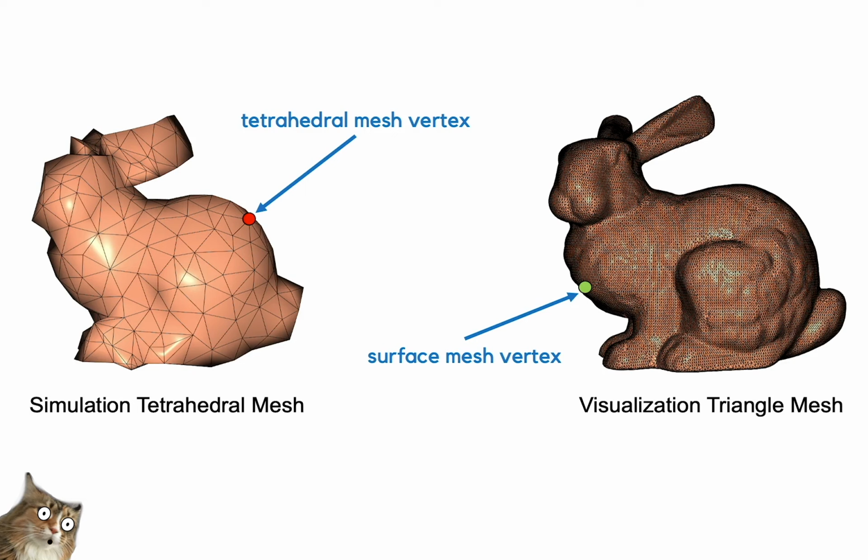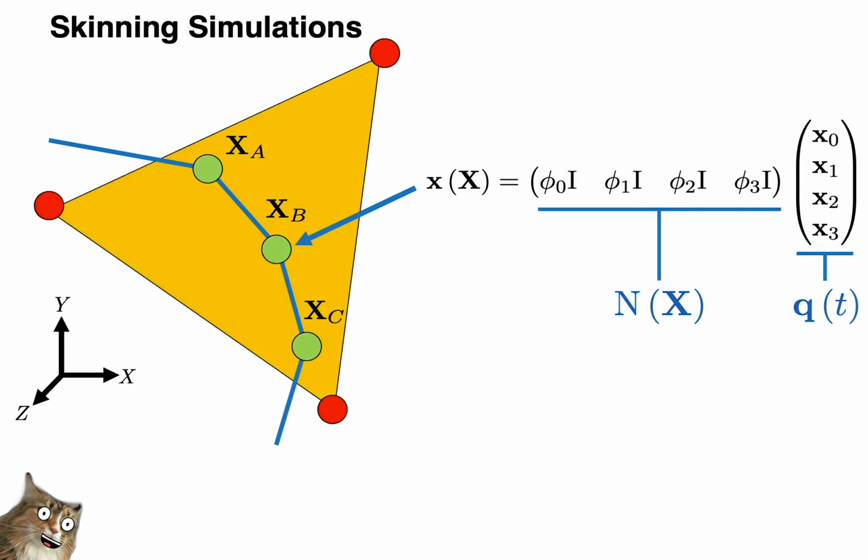Let's zoom in on a single simulation tetrahedron to see how this works. Now, it's going to be easier to diagram this out in 2 dimensions, but never lose sight of the fact that our yellow triangle here is really standing in for a tetrahedron. It has 4 vertex positions, and we can express the world space position of every point inside the tetrahedron using our shape functions. Let's take a look at 3 points from our high-resolution surface mesh, capital XA, capital XB, and capital XC. These points happen to fall inside this particular tetrahedron.